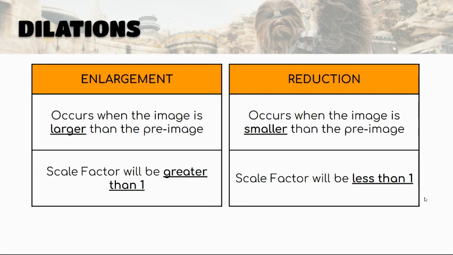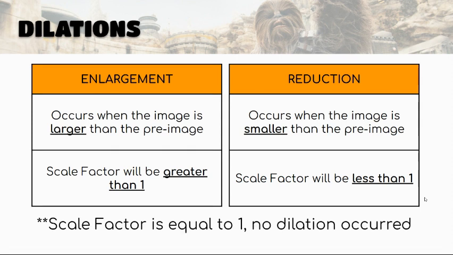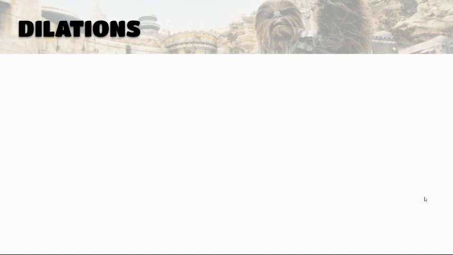Dilations, we're making things bigger or smaller. The types of dilations we have are enlargements or reductions. So an enlargement, we're making it bigger, and it means that the scale factor has to be greater than 1. A reduction, you're making it smaller, and the scale factor is less than 1. Now, if the scale factor is equal to 1, no dilation has occurred because I'm not changing the shape size.